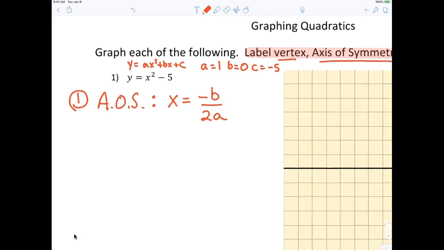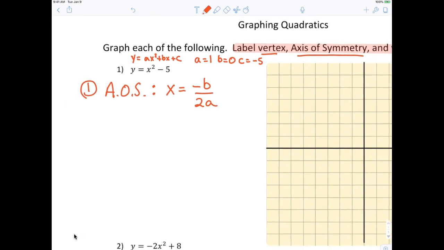So now we're going to find the axis of symmetry. Here we go. X equals negative, what's B? 0, over 2 times, what's A? 1. 0 over 2 is what? 0. 0 over 2 is 0. Do they have any questions? So the axis of symmetry is always a line. The axis of symmetry is always a line. So in this case, it's just x equals what?